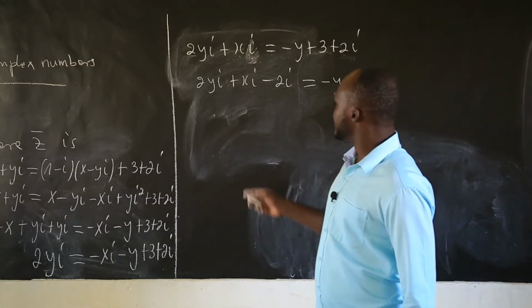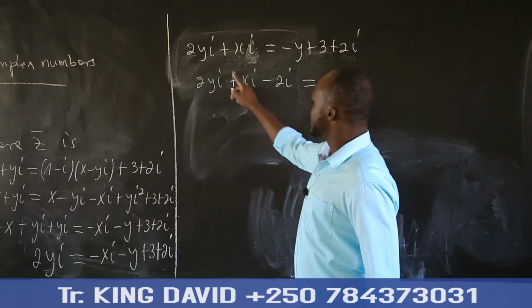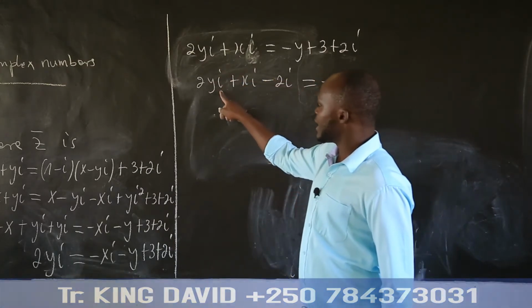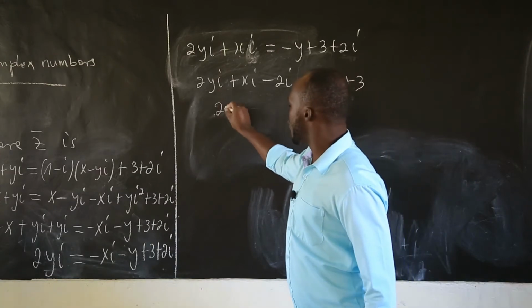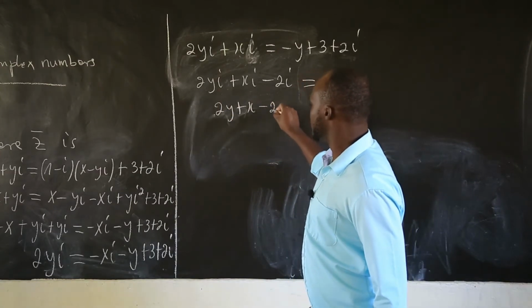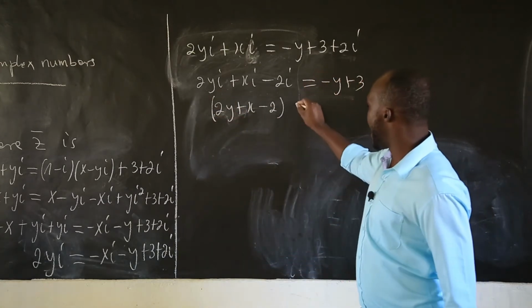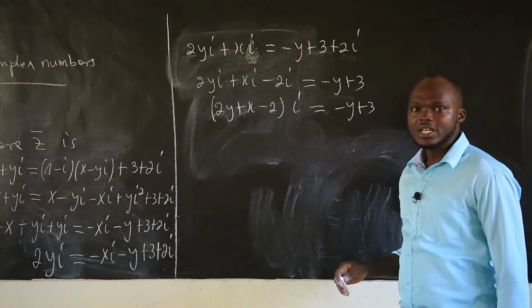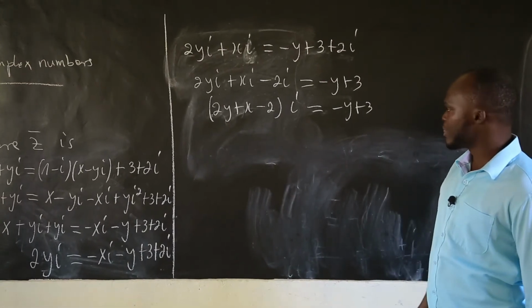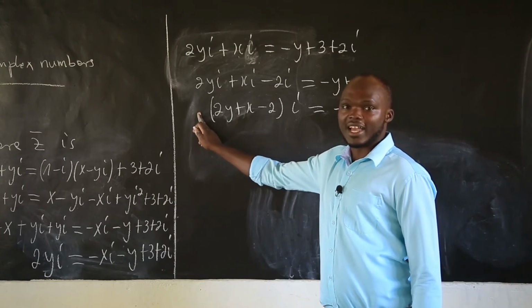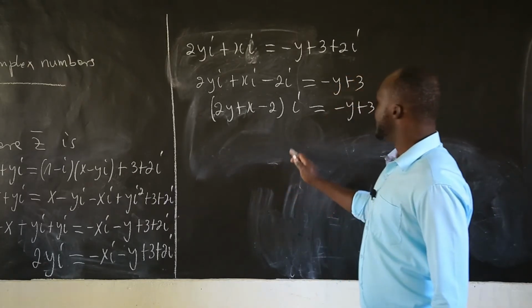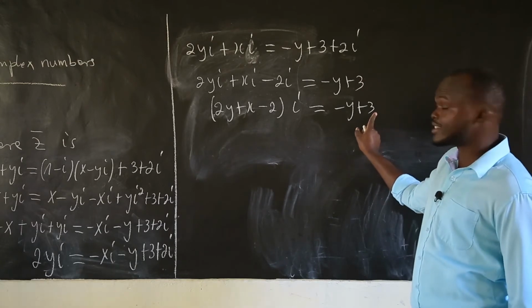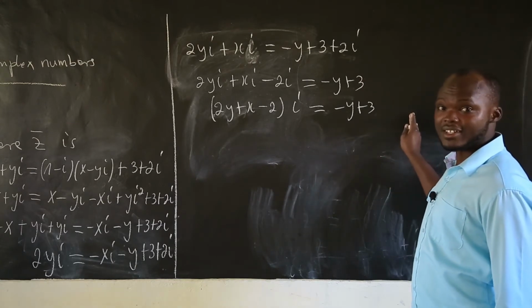So what does it mean? This is imaginary part because it contains i. We can take i out of the bracket. So this is (2y plus x minus 2) into bracket i equal to negative y plus 3. So this is equality of complex numbers. The real part of the left-hand side is 0. This is the imaginary part. Here, this is the real part on the right-hand side. Its imaginary part is 0.